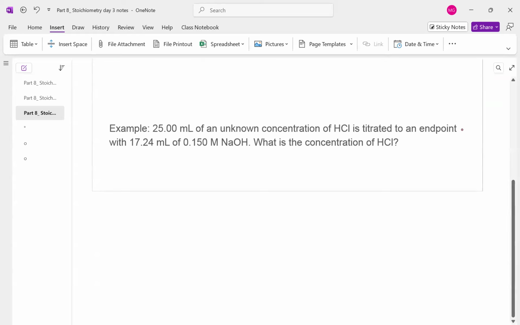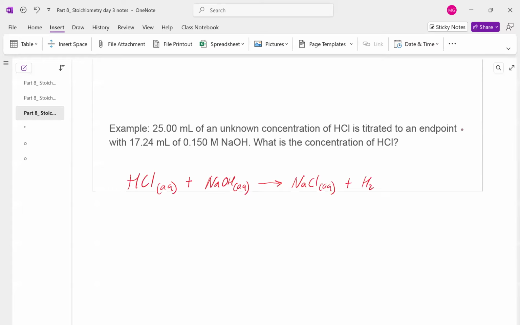So here we have 25 milliliters of an unknown concentration of HCl titrated to an endpoint with 17.24 milliliters of 0.150 molar NaOH. So what is the concentration of HCl? Well, the very first thing that we need in any stoichiometry problem is a balanced equation. So we're taking solutions of HCl and sodium hydroxide. This is just an acid-base neutralization reaction. So we're going to get a salt and water.